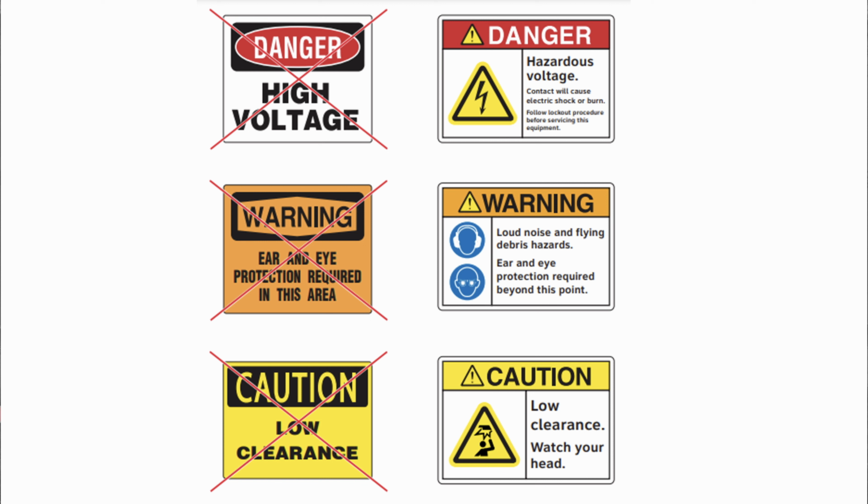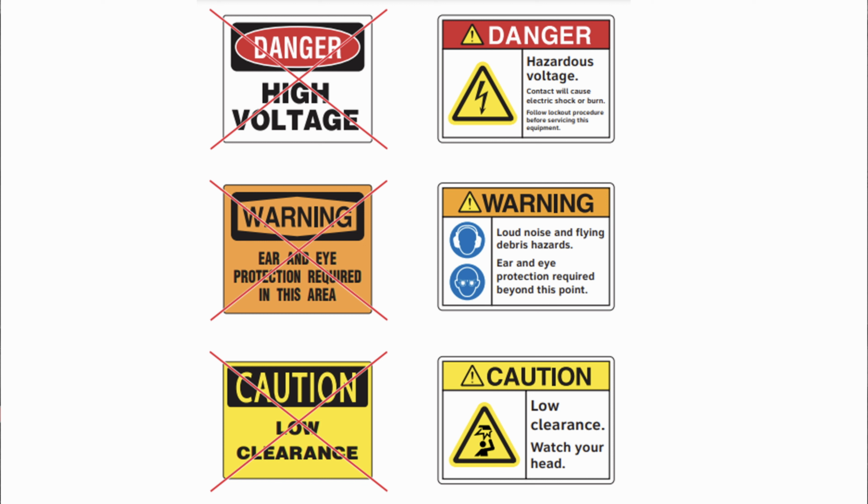Now the danger sign has a hazard alert symbol and a pictogram of hazardous voltage, with a major text message. The warning sign, which used to have an orange background with white and black letters, now has an orange background with a hazard alert symbol, and a major message which is used with some pictograms and text messages or controls, which are clearly mentioned in detail. If we talk about the caution or low clearance sign, it used to look like this in the OSHA format.